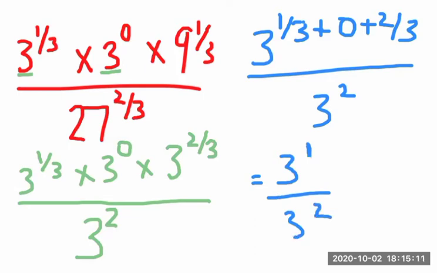When it's dividing, we will subtract the powers, the indices. So it's 3 power 1 minus 2, and that gives us 3 power negative 1. How else can we express 3 power negative 1? We can express it as 1 upon 3, because if we want to express it in terms of a positive index, we're going to bring it to the denominator.